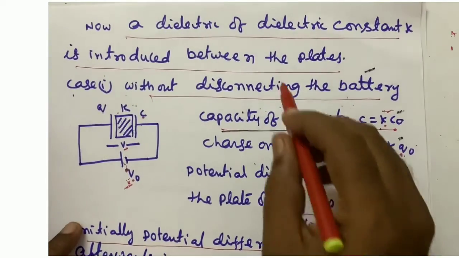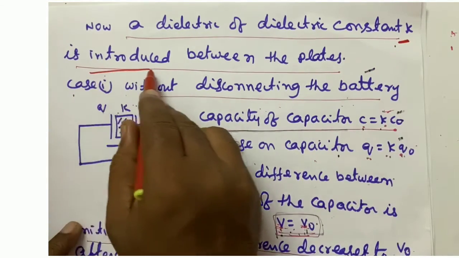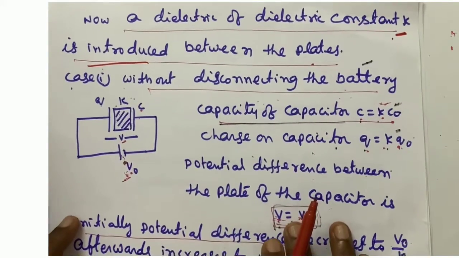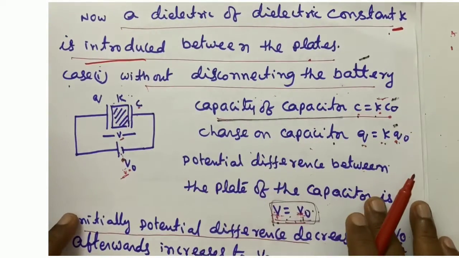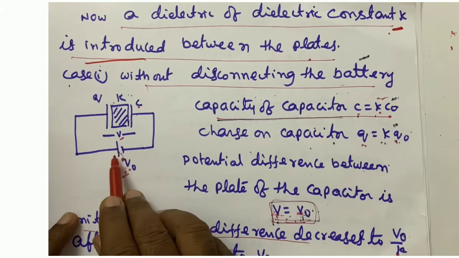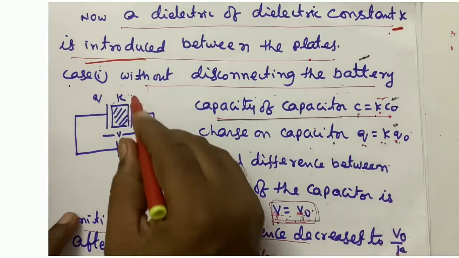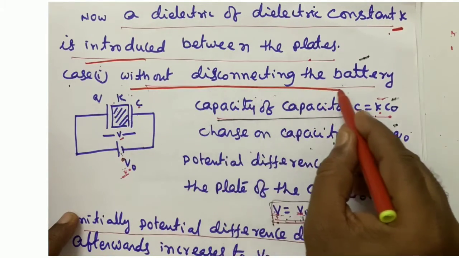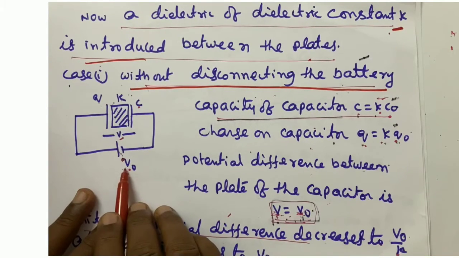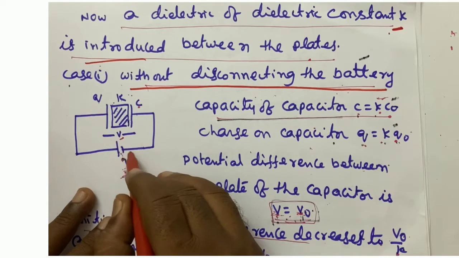Now, a dielectric of dielectric constant K is introduced between the plates. Two cases arise: without disconnecting the charging battery, and with disconnecting the charging battery. First case, without disconnecting the charging battery. So supply is there. Right now, a dielectric slab is introduced without removing the battery.